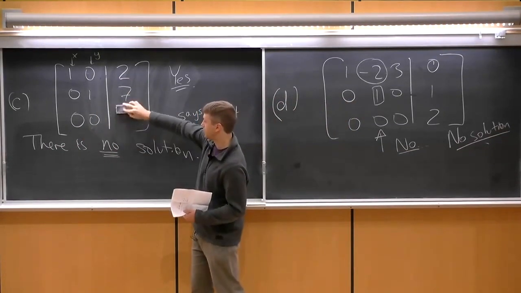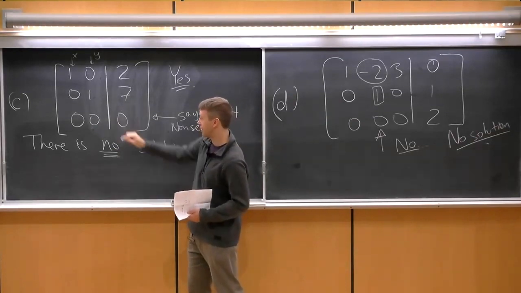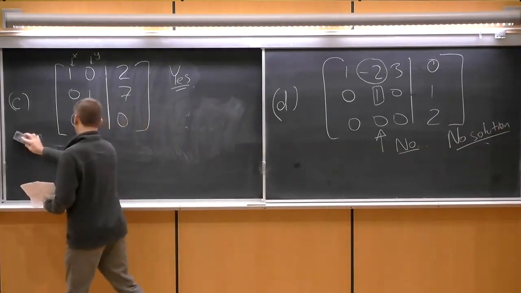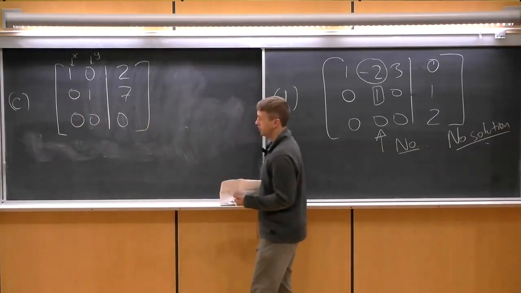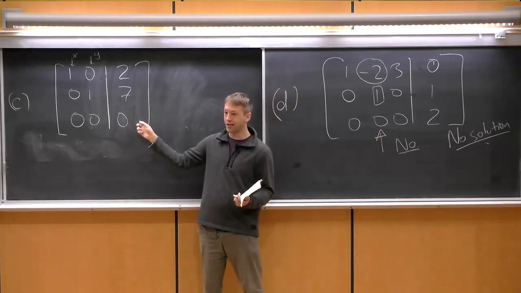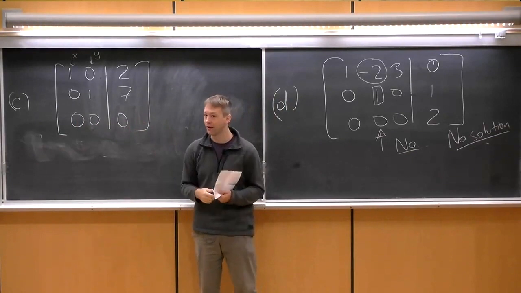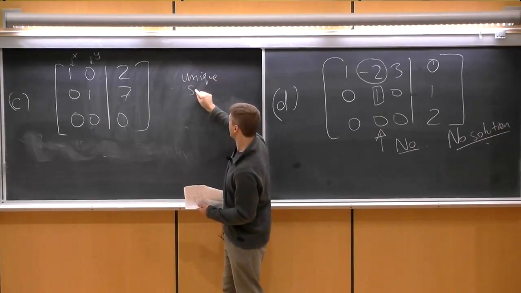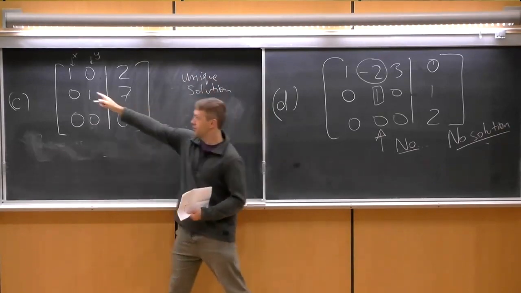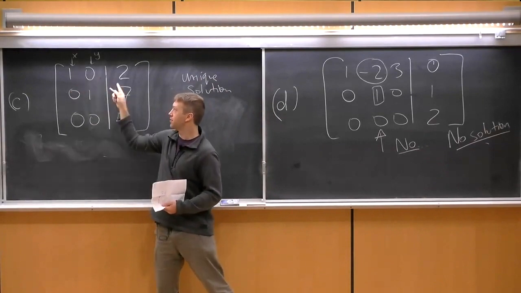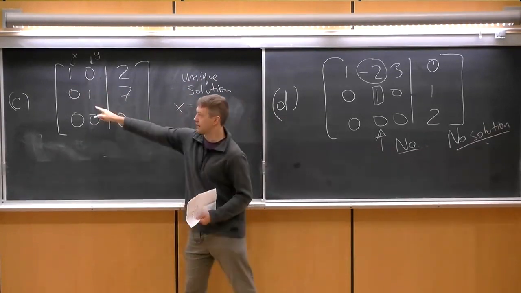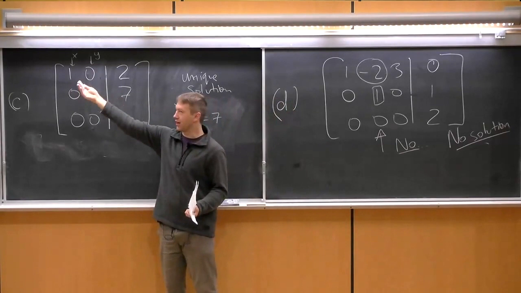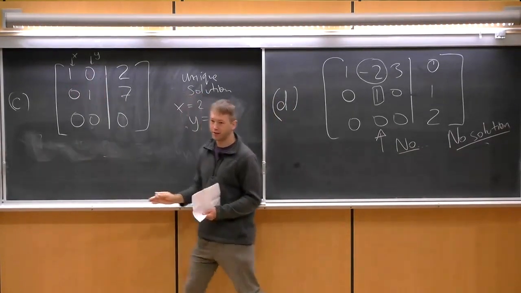You could have a unique solution. For example, if I had all zeros here, then I don't have a contradiction anymore. This just says 0 equals 0, and that's fine, right? So then you'd have a unique solution, which is just 1 times x equals 2, so x is 2. 1 times y equals 7, y is 7. And there is no z because I've only got 2 columns here, right? So this would just be my solution.